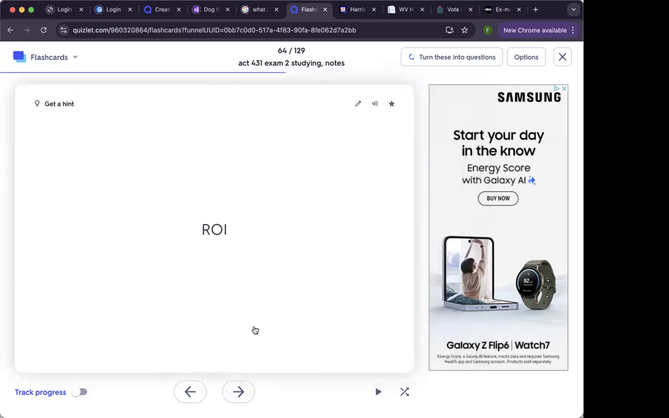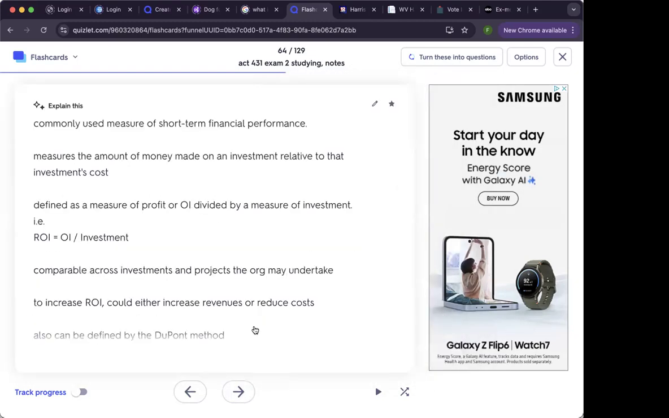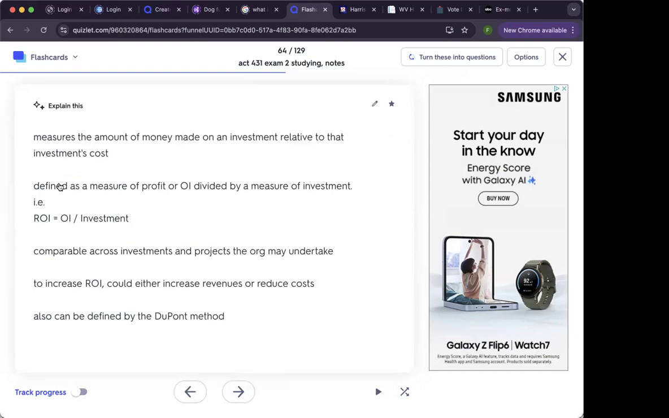ROI, return on investment, commonly used measure of short-term financial performance. Measures the amount of money made on an investment relative to that investment's cost. It's defined as a measure of profit or operating income divided by a measure of investment. Comparable across investments in projects the org may undertake. To increase ROI could either increase revenues or reduce costs.